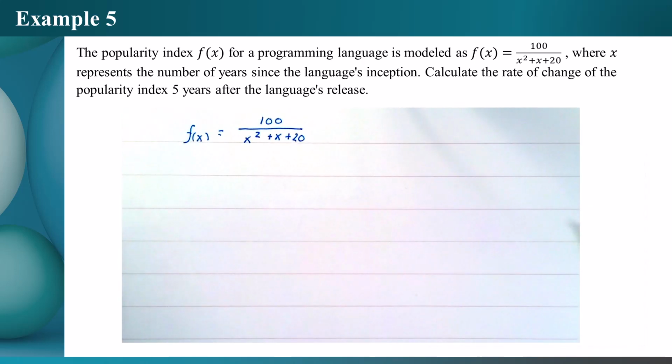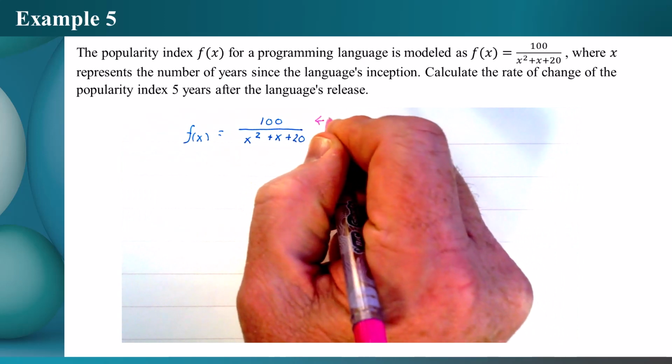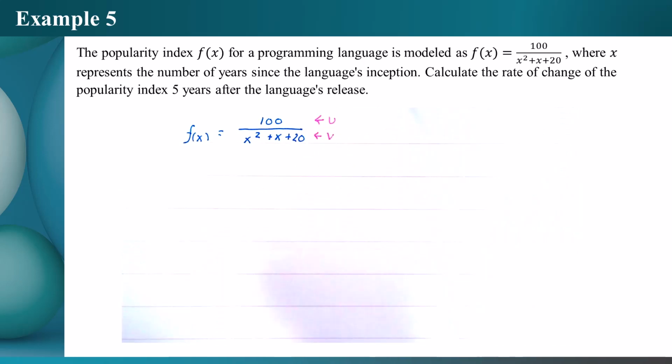In this problem, we have a popularity index, f of x, for a programming language, and we know that x represents the number of years since the language's inception. We want to find the rate of change of the popularity index 5 years after the language's release. In other words, we want to find f prime of 5. So let's start by recognizing that we've got a quotient. And I will call the top part up here the numerator u, and I will call the denominator v.